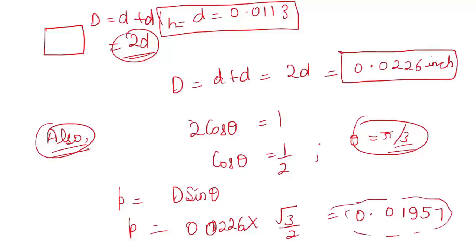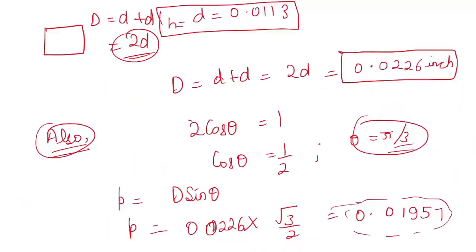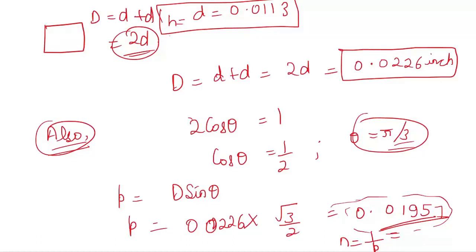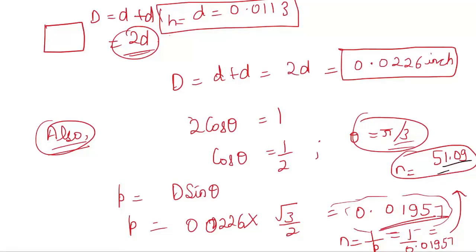P is basically 1 by n. So in this question, what do you have to calculate? You have to calculate the value of n. N is what? The number of threads per inch you have to calculate. So using this you can calculate this value. P is this. So n is basically 1 upon p. It is inversely related, threads per inch you have to calculate. It is number of threads per inch. So 1 upon 0.01957, then it will directly come out to be 51.09. So n comes out to be 51. So the answer is 51, the correct answer.